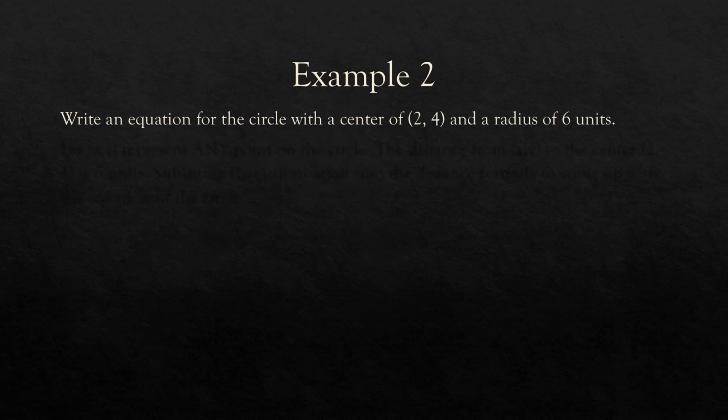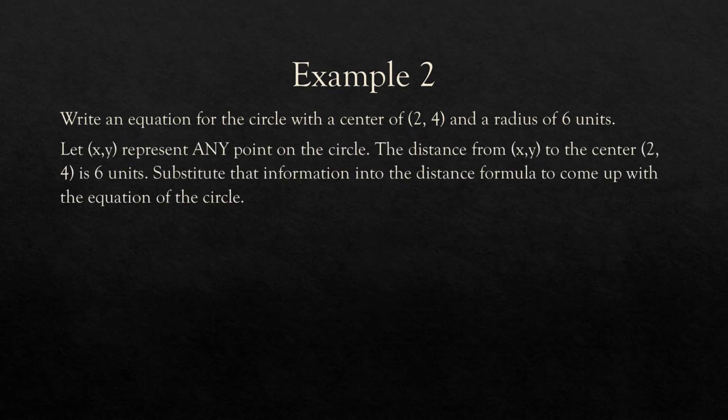Example 2. Write an equation for the circle with a center of (2, 4) and a radius of 6. So to do that, let's draw a circle. Any point on the circle could be (x, y). And the distance from there to the center, which we know is (2, 4), is exactly 6 units. So let's substitute that information into the distance formula and see if we can come up with the equation of this circle. So our distance formula is this distance d is going to be 6.